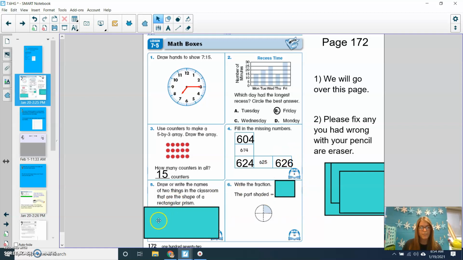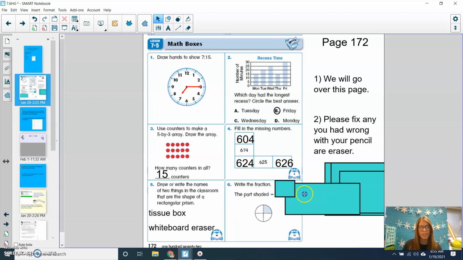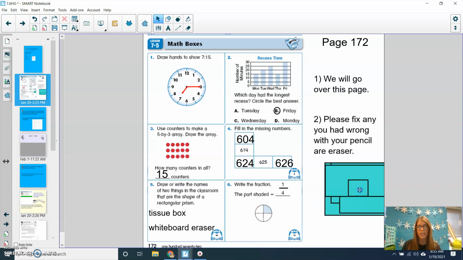For question number 5, draw or write the names of 2 things in the classroom that are the shape of a rectangular prism. There's lots of different answers that you could have had, but I thought about a tissue box, and I also thought about a whiteboard eraser. But again, there's lots of different things that would be in the shape of rectangular prisms. For question number 6, write the fraction. The part shaded, you should have had 1/4. And if your middle line is a diagonal, that's fine too.